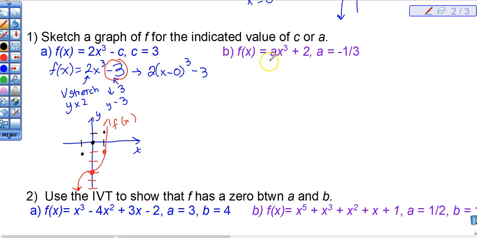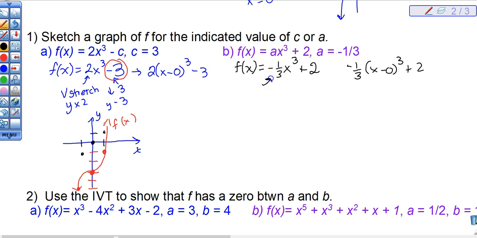Here we have f of x equal to a x cubed plus 2, where a, our lead coefficient, is negative 1/3. So we're going to do f of x is equal to negative 1/3 x cubed plus 2. So let's take a look at our negative 1/3. Again, I could write this in transformational form: x minus 0 cubed plus 2. You can see it. No horizontal action. It's all vertical. There's no extra x's, nothing.